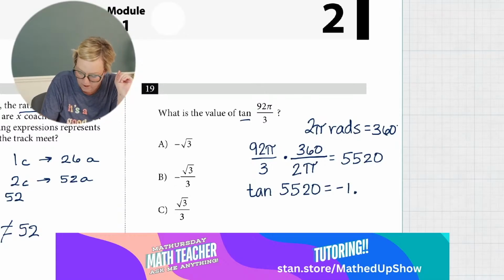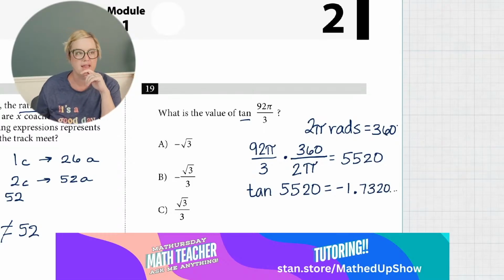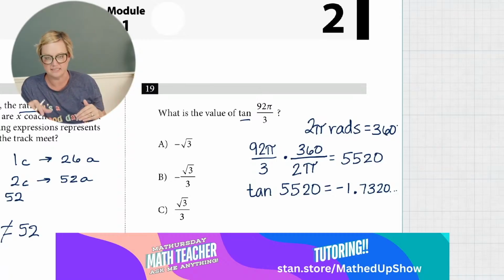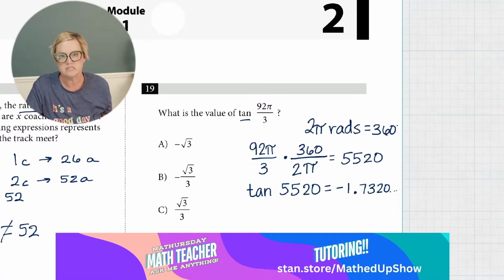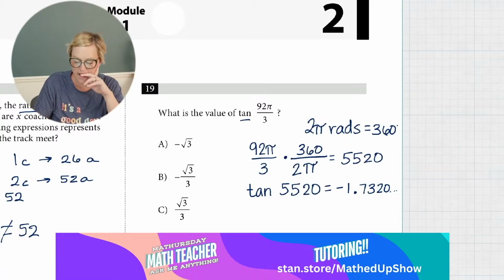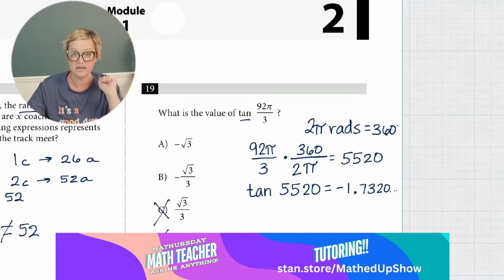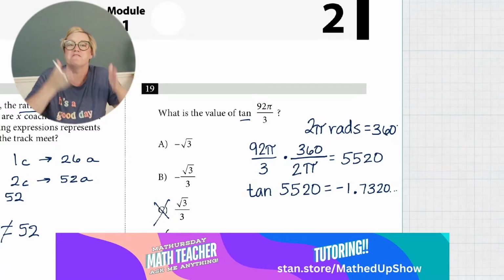I've got negative 1.73205, blah, blah, on and on. Now, here's what I can do. A good strategy for the SAT and the ACT is you can use the answer choices that you are given to find the right one. Right there, I know that tangent 5520 is negative 1.7, blah, blah. So I know it's going to be negative. So it's not C or D. At least I've narrowed it down, right?